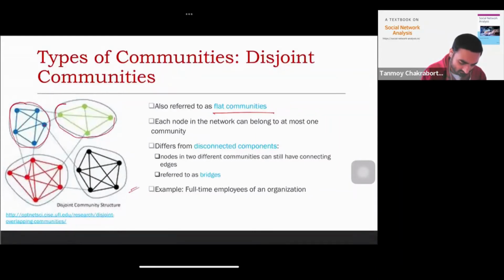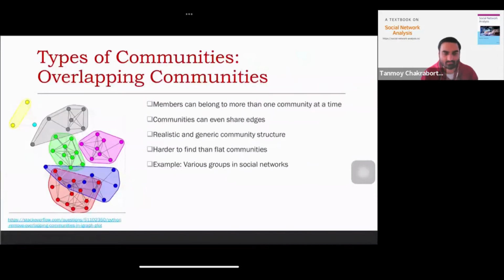Each node is a part of only one community. This is called disjoint community or flat community. For example, if you consider different organizations as different communities, and nodes are their employees, a person can be a full-time employee of at most one organization. So this is a disjoint community. The second type of community is called overlapping community, where a node can be a part of multiple communities.